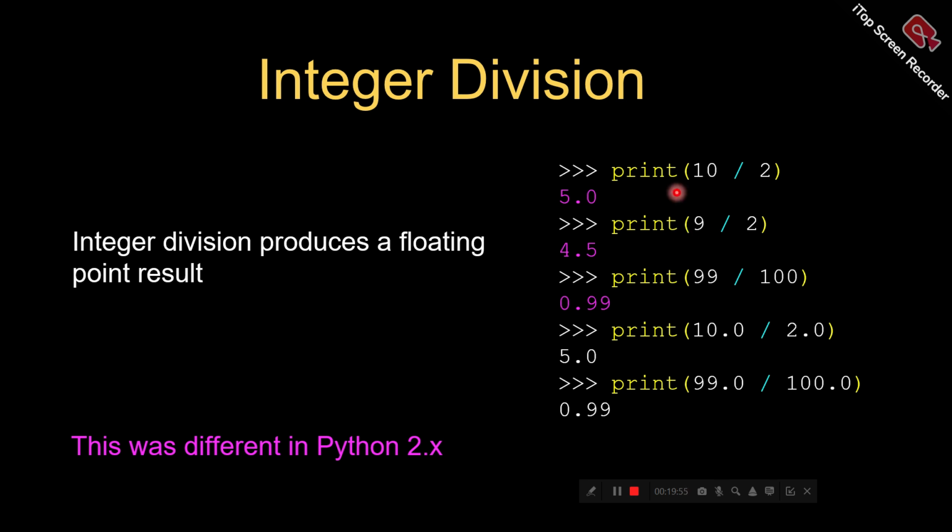Now integer division. Whenever we divide any integer, it will always give a float value. Integer divided by integer will always give a float value. Even though 10 by 2 is a perfect division and has to give 5, here we have used the division operator. So every output of the division operator will always give a floating point value.